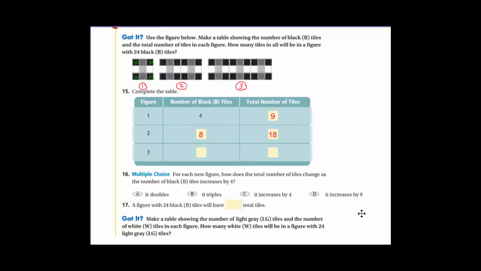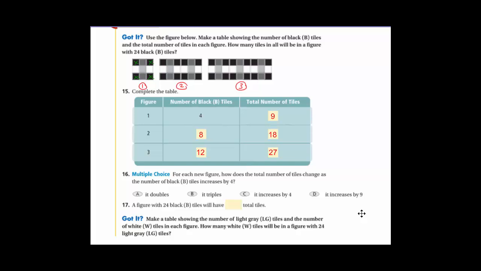And in the third row, or in figure 3, how many black tiles are there? Well, there are 2, 4, 6 across the top, and 6 across the bottom. That's a total of 12 black tiles. And how many tiles are there total? Well, essentially there are 3 tiles that look just like the first one. So there are 3 times 9, or 27 tiles altogether. Or you could say there's 9 columns of 3 tiles, or 3 rows of 9 tiles.